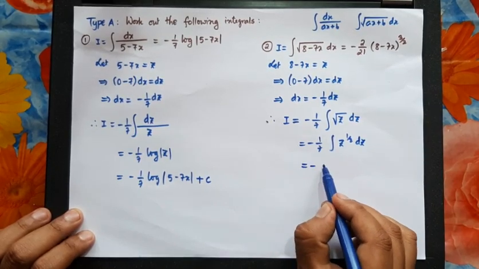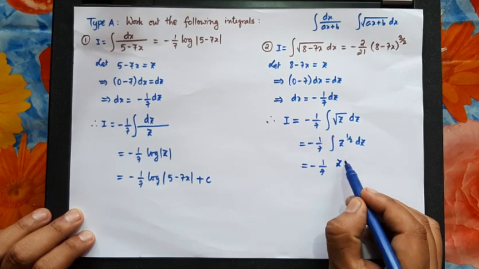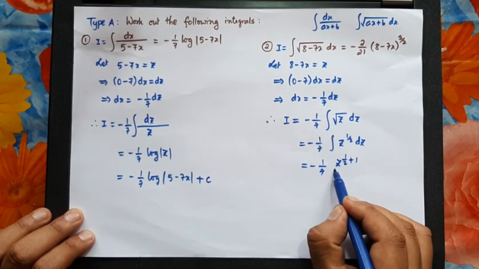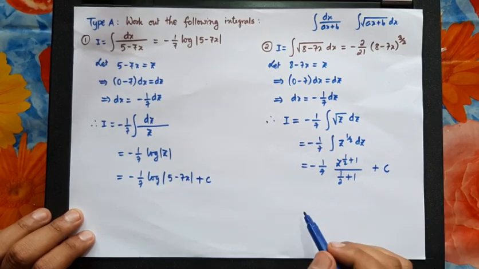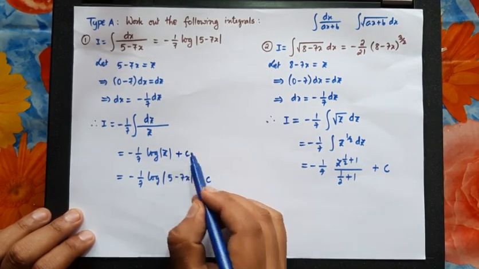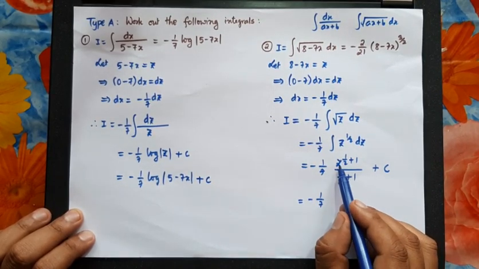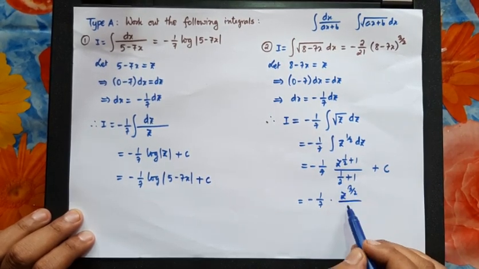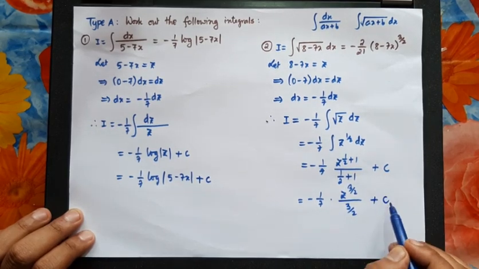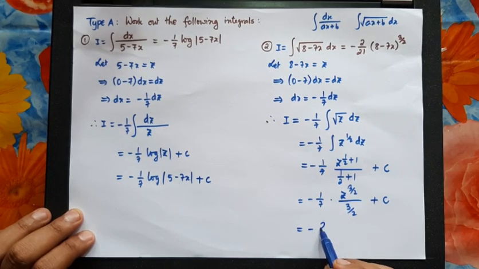And how much is this? This is minus 1 by 7. This is x to the power n, so the integral of x to the power n will be x to the power n plus 1 whole divided by n plus 1, with the constant of integration, right? Similarly you will put the constant of integration here. So minus 1 by 7. Let's simplify this further. So this is z to the power 3 by 2 whole divided by 3 by 2 plus c. So this 2 goes to the numerator and 7 into 3 is 21. So this is minus 2 by 21 z to the power 3 by 2. And what is z?